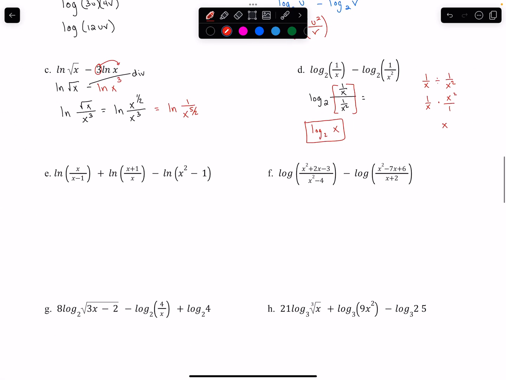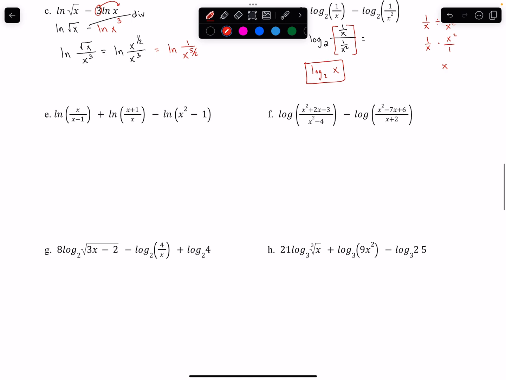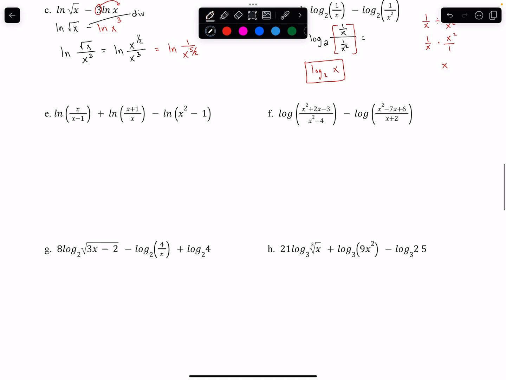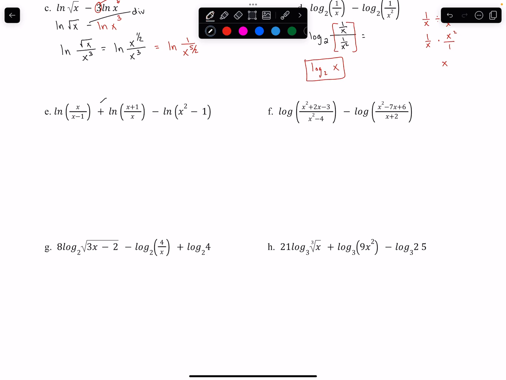Okay, got a couple more looking a little more complicated, but not too bad. All right, so we got addition here, so that implies multiplication. And then we got subtraction here, and that implies division. All right, so I'm going to go left to right. So I'm going to combine these first two. So we got ln, and this is x over x minus 1 times x plus 1 over x.